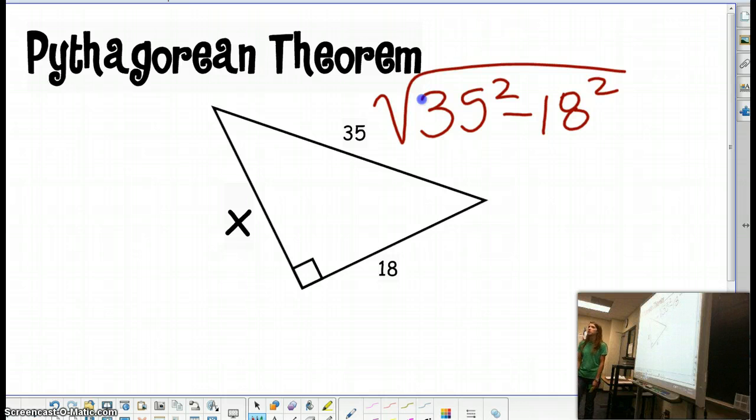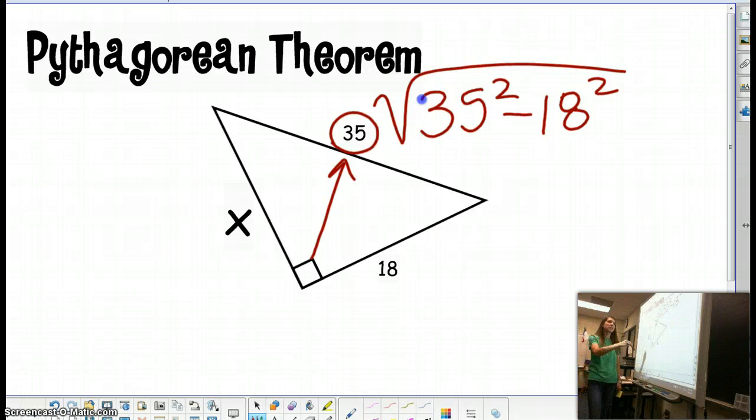Where's the hypotenuse? Good, good. Hypotenuse is always across from the right angle. So 35 is the hypotenuse. You're looking for a leg, not a hypotenuse. Is our answer going to be bigger or smaller than 35? 35 is the longest side of our triangle, so we've got to be smaller.